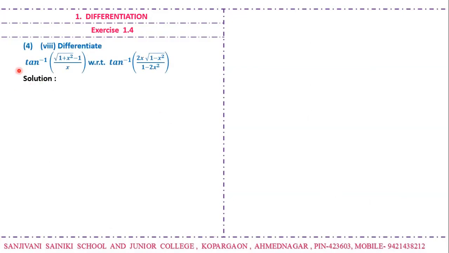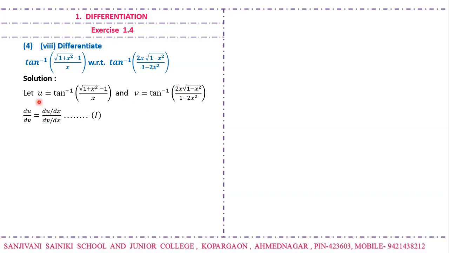The next example: tan inverse of root 1 plus x square minus 1 upon x with respect to tan inverse of 2x root 1 minus x square upon 1 minus 2x square. Call the first function u and the second function v. Then du by dv is du by dx upon dv by dx. Take the first function u. Here we have to use substitution. x is equal to tan theta. So theta is equal to tan inverse of x.